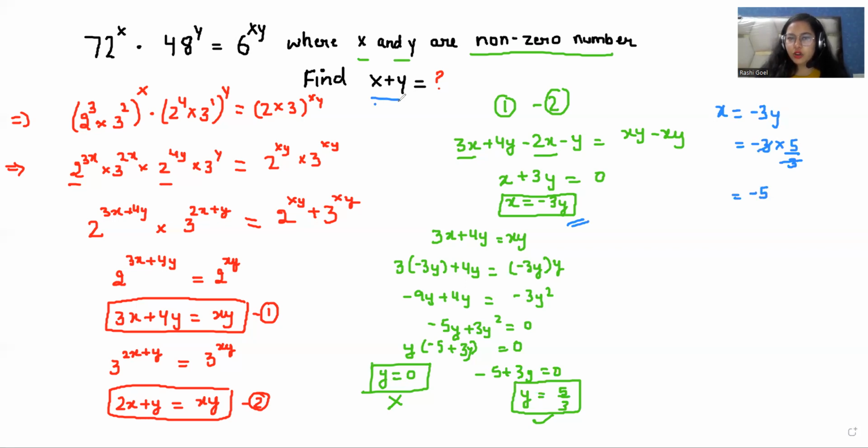We have to find the value of x plus y. So x is minus 5 plus y is 5 by 3. If I take the LCM, it is minus 15 plus 5, that is minus 10 by 3. So the value of x plus y is minus 10 by 3.